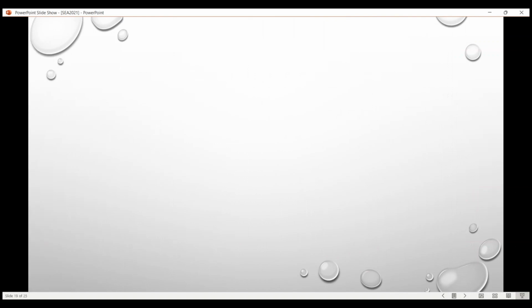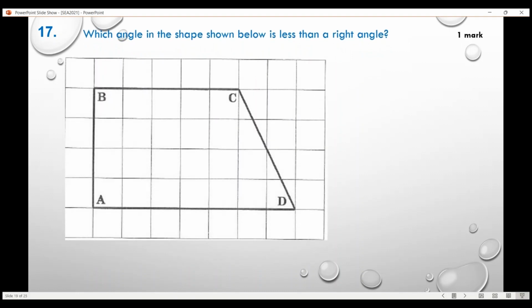Let's now go on to number 17, where the question says, which angle in the shape shown below is less than a right angle? So we have this shape ABCD, and we want to know which of these angles A, angle B, C, or D is less than a right angle. So let's bring up a little circle just to remind us and cut it into 4 parts so we can easily see where a right angle is, or a quarter turn. So if we take that quarter turn and slide it across at A, is A less than a right angle? No, it's not. A is the same or equal to a right angle.